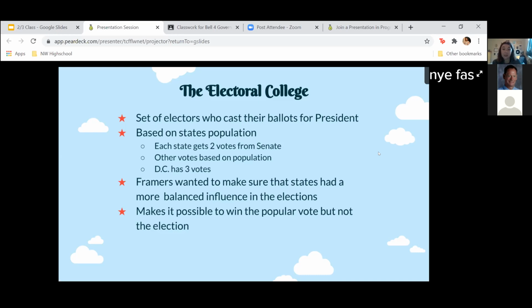This being said, this does mean that a person can win the popular vote, but not win the election. This just happened back in 2016. Hillary Clinton won the popular vote, but she did not win enough of the big states, or enough numbers in the Electoral College, in order to win the Electoral College vote.